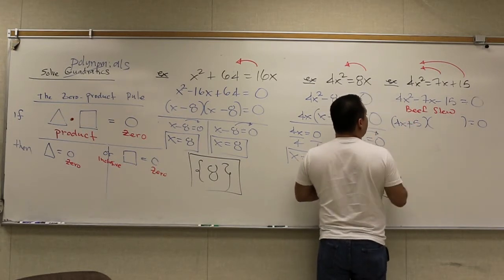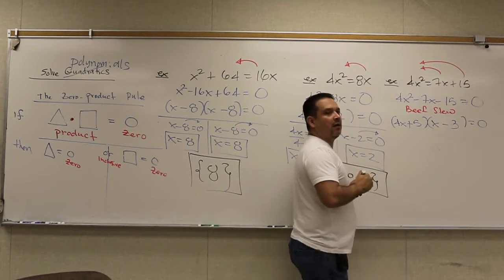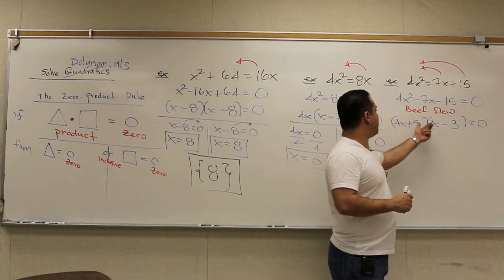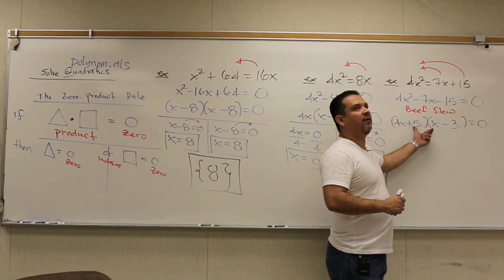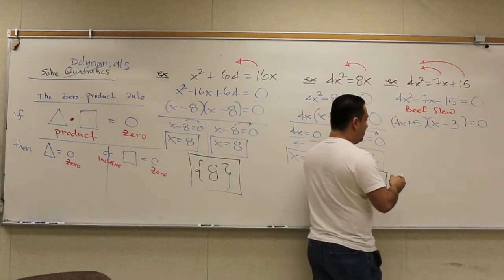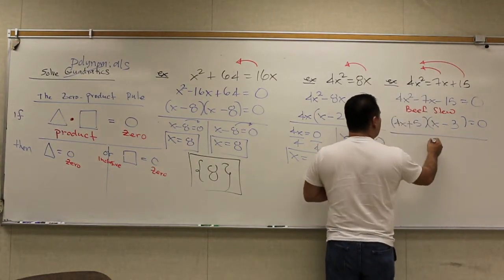4x plus 5, and then? X minus 3. How can we double check? Use FOIL. 4x times x, 4x squared. 4x times negative 3, negative 12x, plus 5. That's negative 7. Okay, it looks like you're okay. So you factored by the beef stew recipe. Hopefully you did your beef stew homework.